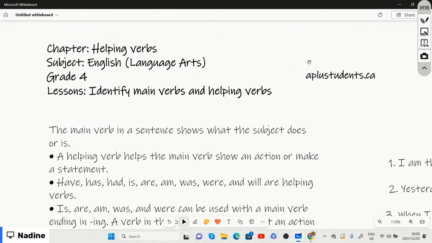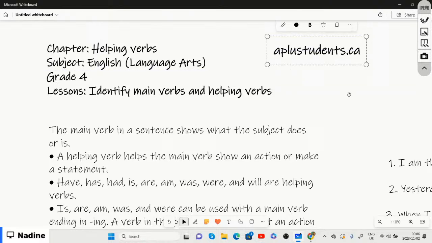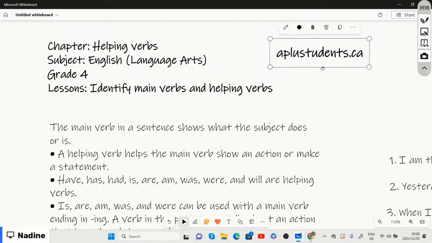And we are doing our tutorial lesson on A plus students.ca. So if you want to go back, recap, or go over certain things, you can even go back to A plus students.ca.